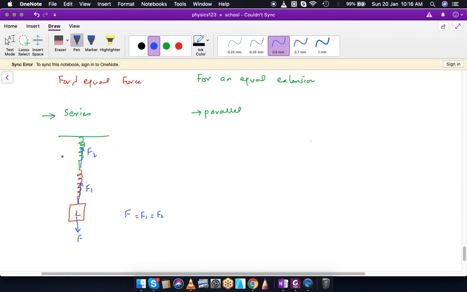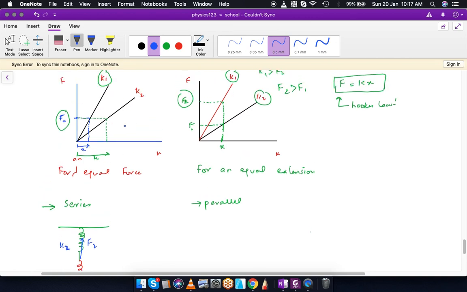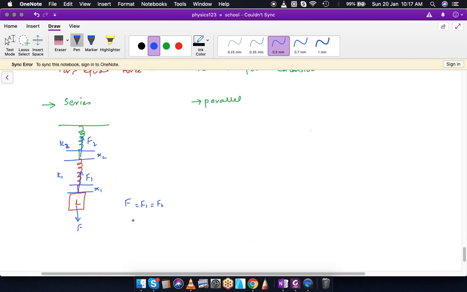Now let's say this spring has a stiffness of K1 and this spring has a stiffness of K2. Like we did, for an equal force, two different springs having different stiffnesses will have different extensions, which means for K1 the extension is going to be x1 and the extension for this is going to be x2. If you want to know the total extension in the system, we can say the total extension is x, given by the sum of the individual extensions of the springs.